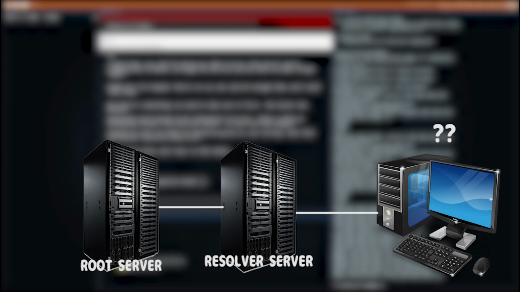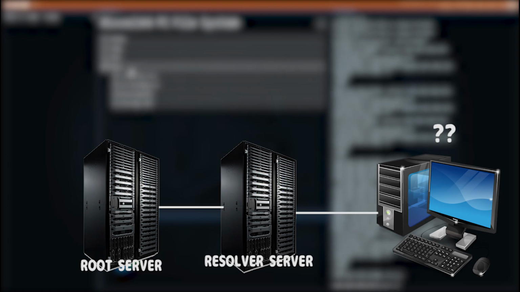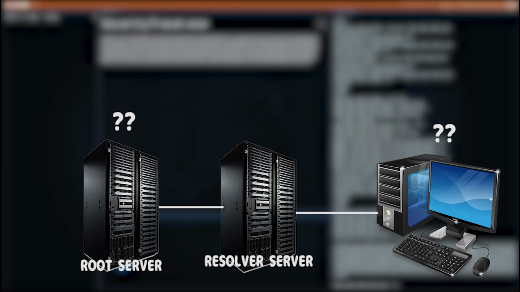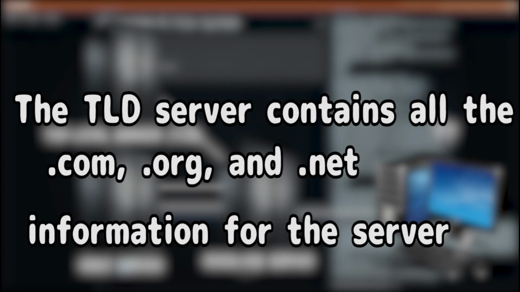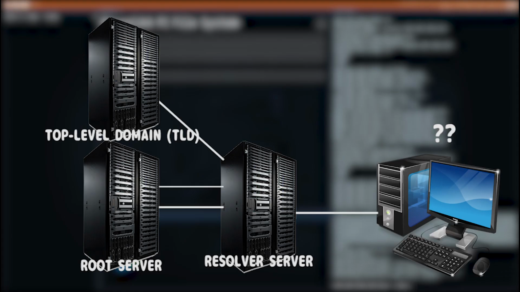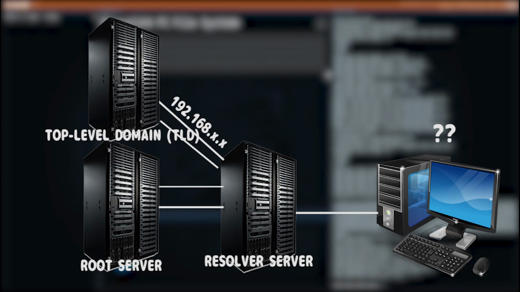to the root server. Now the root server is the top level of the DNS server hierarchy. So, it doesn't exactly know where the IP address is for the host name, but it will send a response back to the resolver pointing to the top level domain server, or TLD. Basically, the TLD server contains all of the .com, .org, .net information. And with this information, the resolver sends another request to the TLD server to try to find the IP address.